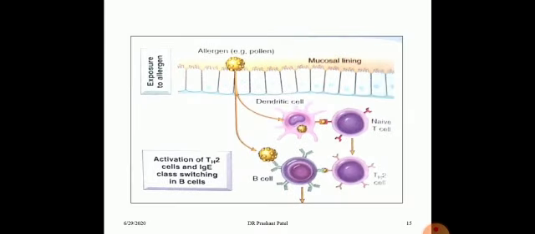This is the photograph which shows type 1 hypersensitivity reactions. Here you can see how the type 2 helper cells are activated by binding with allergen, and they produce IgE antibody. This IgE antibody binds to the same allergen on re-exposure, and it produces a type 1 hypersensitivity reaction.